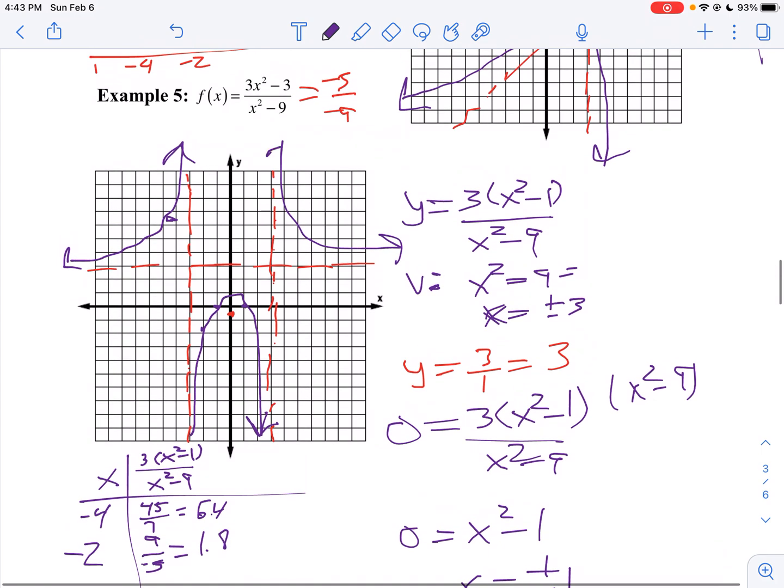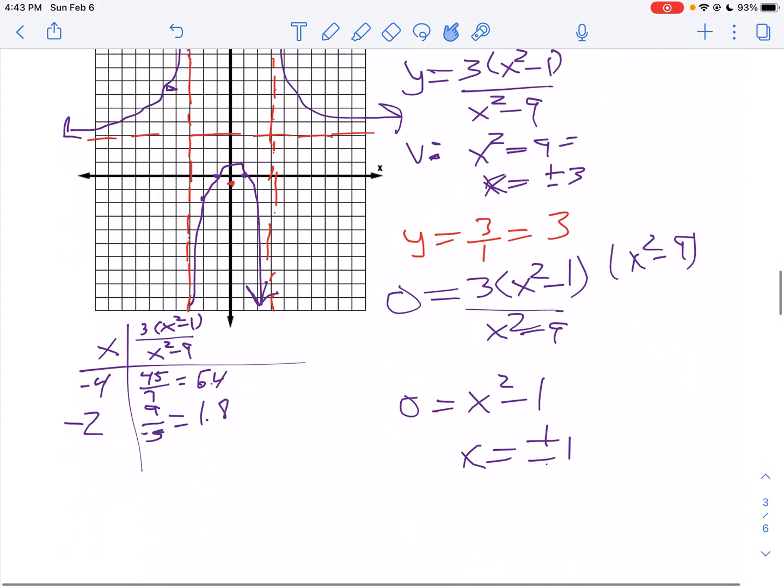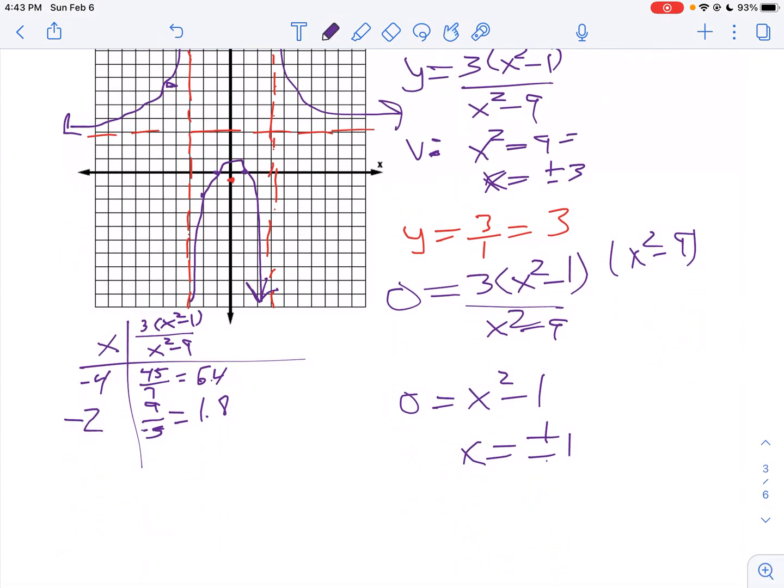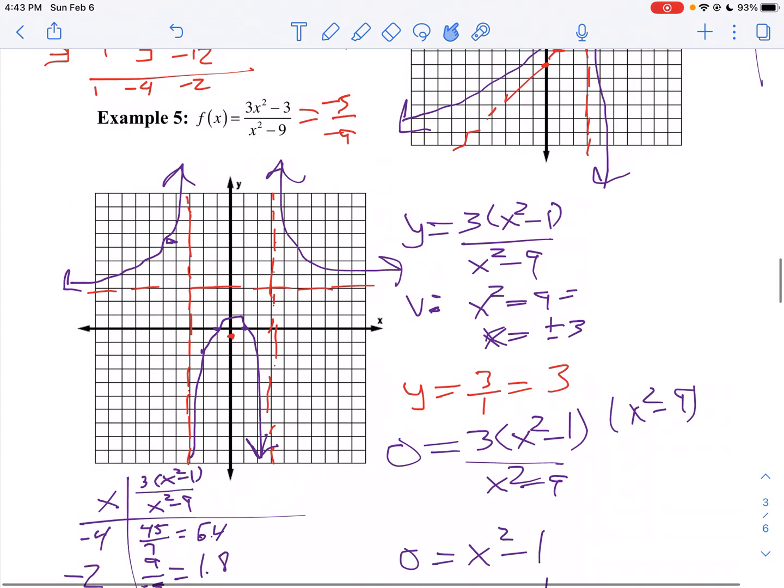Now, did I do the whole thing? Probably I should have done some more points, because then I want to do positive 2 and positive 4. I get the idea that I do get a parabola. You do get this parabola right through here because of your middle term there, because you have two vertical asymptotes.